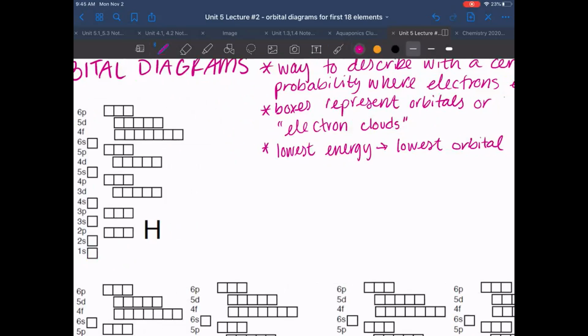And then we need to know that arrows represent electrons. So what we're going to be doing is filling in these boxes with arrows to represent the orbital diagrams for some of the basic elements here. And so we'll start with hydrogen.